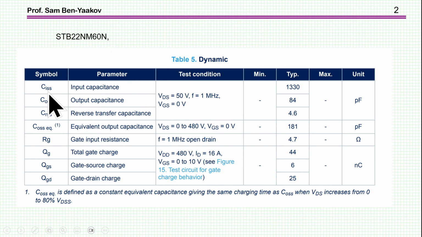This is CISS, meaning that at the input, while the drain and source are shorted, the output capacitance and the reverse capacitance that is between the gate and the drain. And here are the values in picofarad. And then we have some information about the charge, like the total gate charge. And then we have the gate to source. So we have this information here in the table.